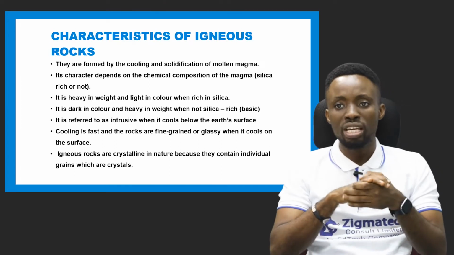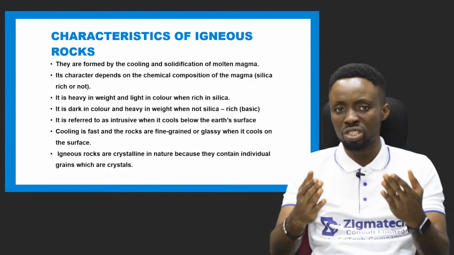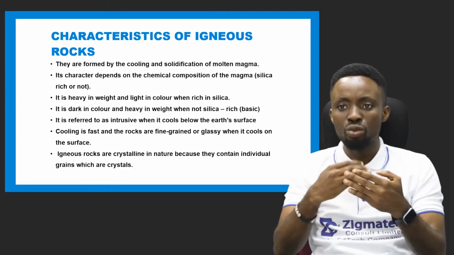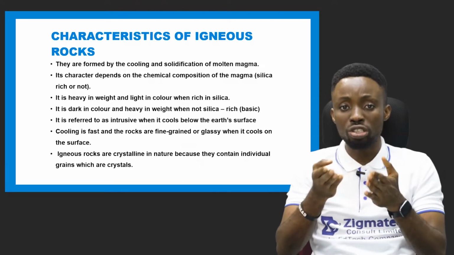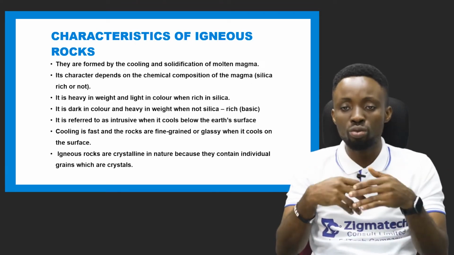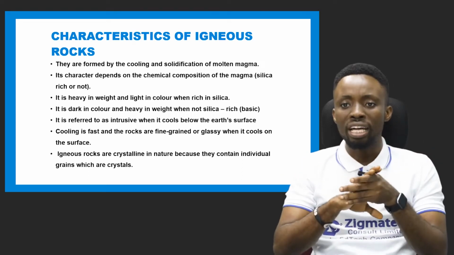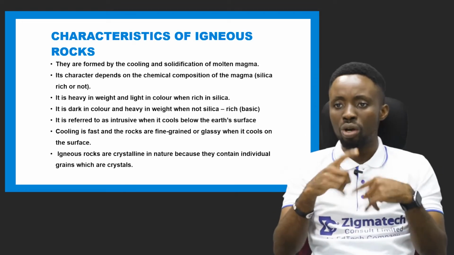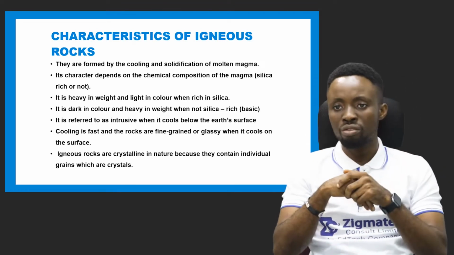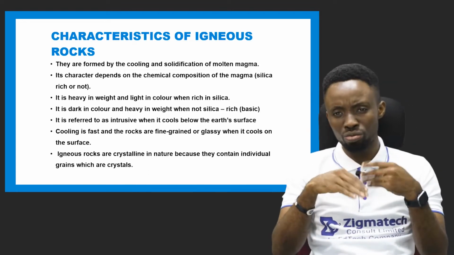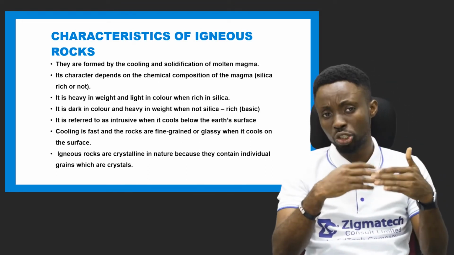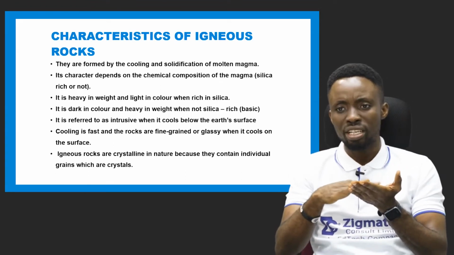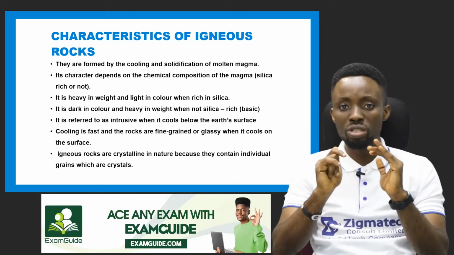And it is light in color when rich in silica, and the reverse is the case. It's dark in color and heavy in weight when there is little silica. Such type of rock that is dark, we call basic. The ones that are light, we call acid igneous rock. And when they cool below the earth's surface, we call them intrusive, and when they cool above, we call them extrusive. During cooling or solidification at the surface, it is usually fast, and the rock is usually glassy and fine-grained.